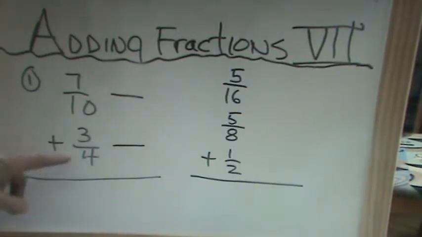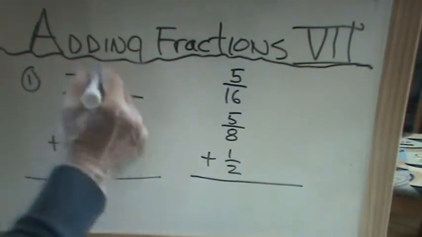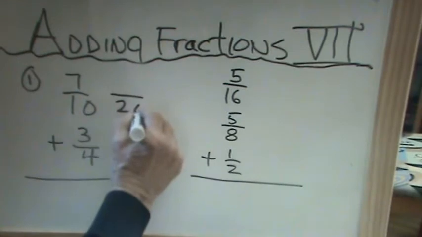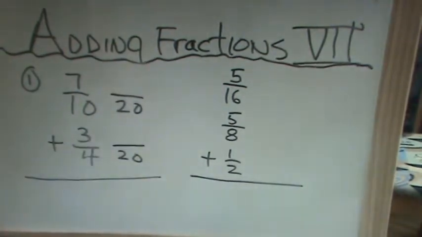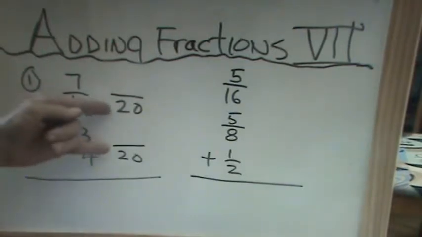So then we say to ourselves, okay, well, what's the next biggest number that 10 will go into evenly? Well, 20 is the next number. 10 will go into 20 evenly. Will 4 go into 20 evenly? Yes, 4 will. So in this instance, we're going to raise both of these fractions so that their denominators will be 20.